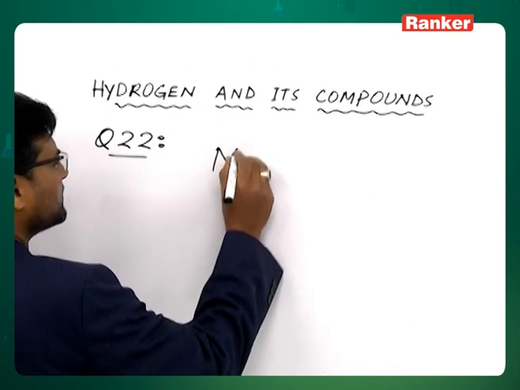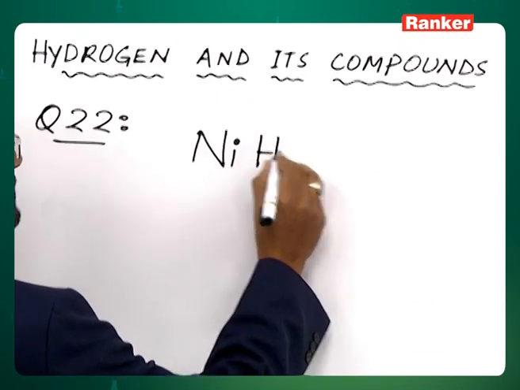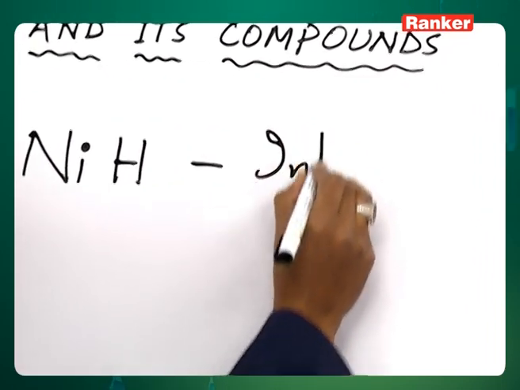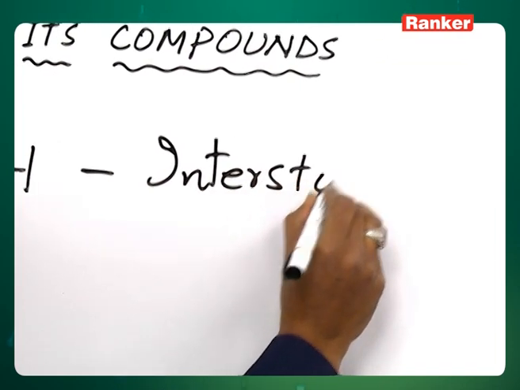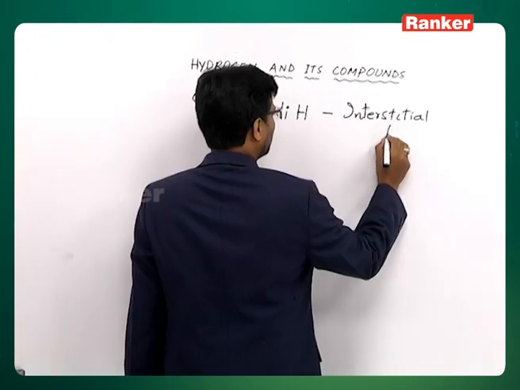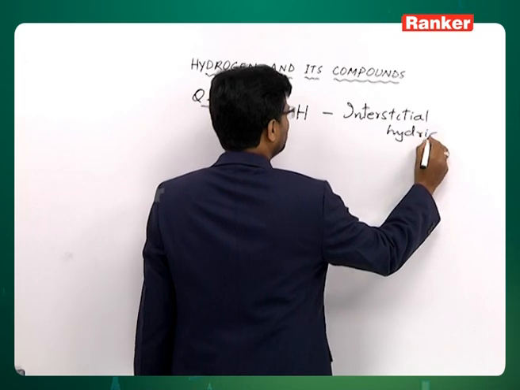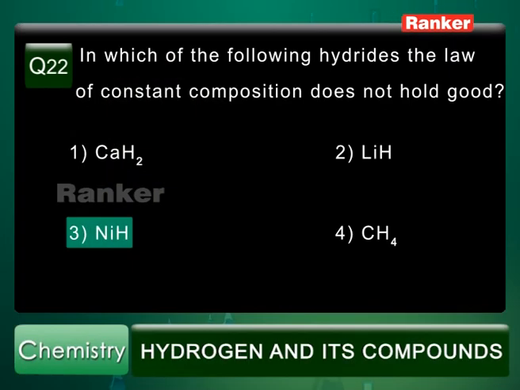NiH is interstitial hydride. Interstitial hydride means hydrogen occupies interstitial spaces and there is no fixed composition. Answer is third option.